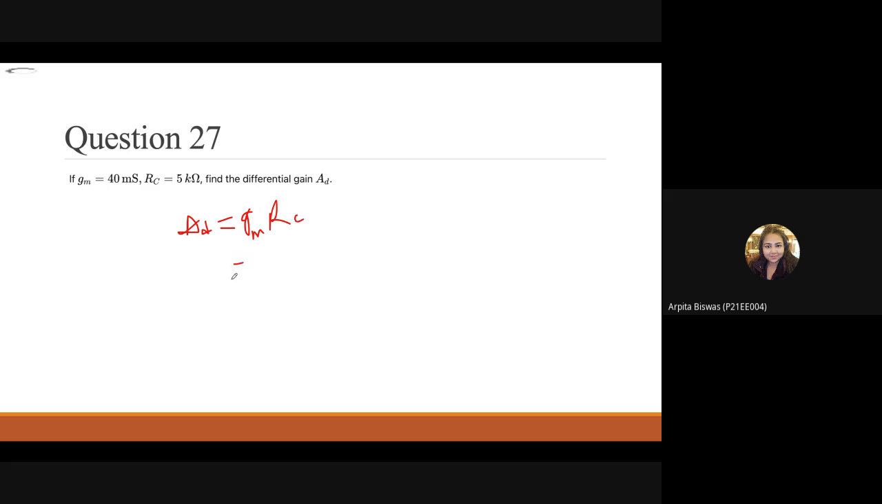Tell me the value of this GM. GM is 40 millisiemens. So 40 into 10 to the power minus 3 into 5 kilo ohm, 5 into 1000. So AD equals 200.